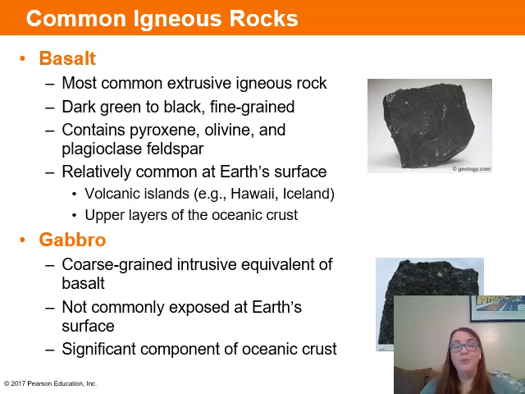Because this is an intrusive rock that forms very slowly deep inside of the earth, gabbro is not really common at the surface. Again, any rock that forms deep inside needs uplift to occur. We need to lift those rocks up towards the surface. But gabbro is still a really common component of our oceanic crust. But basalt is the most common rock within our oceanic crust.